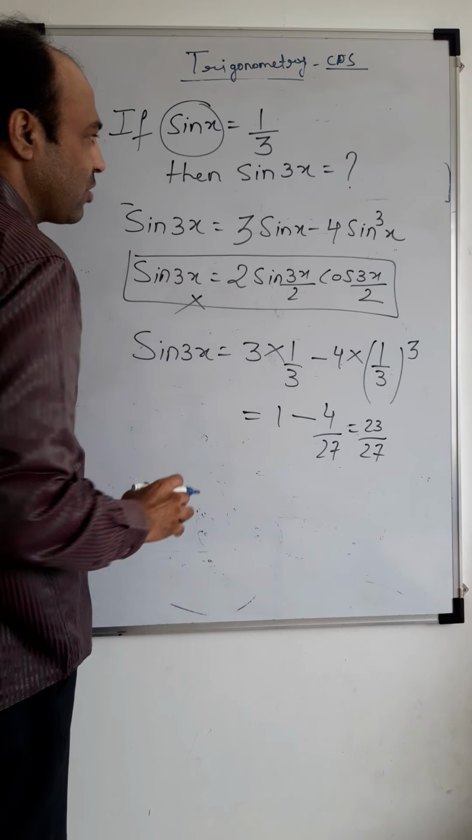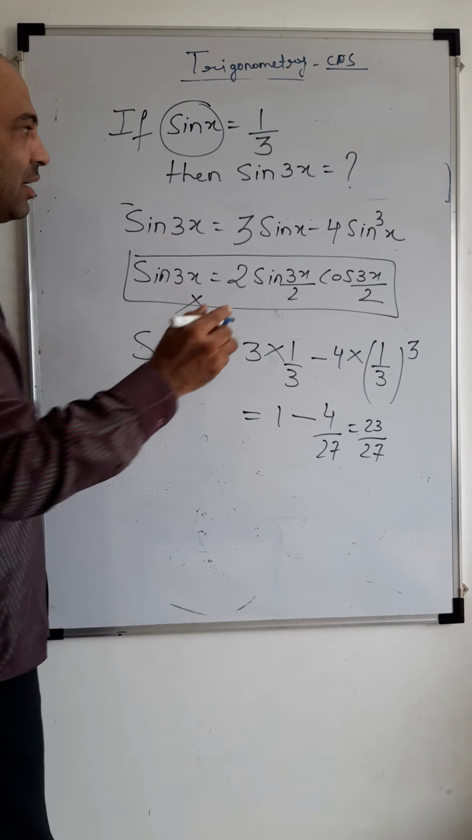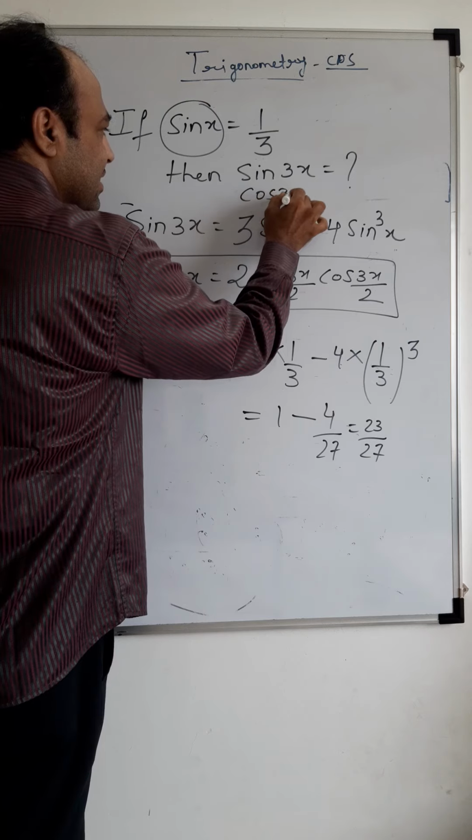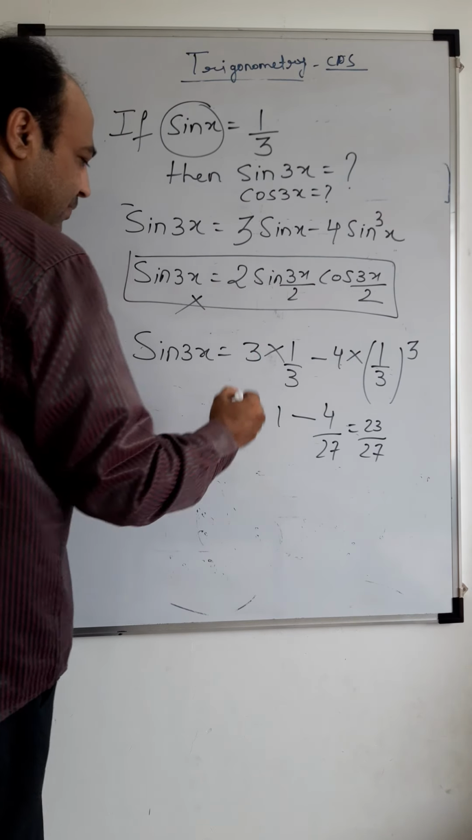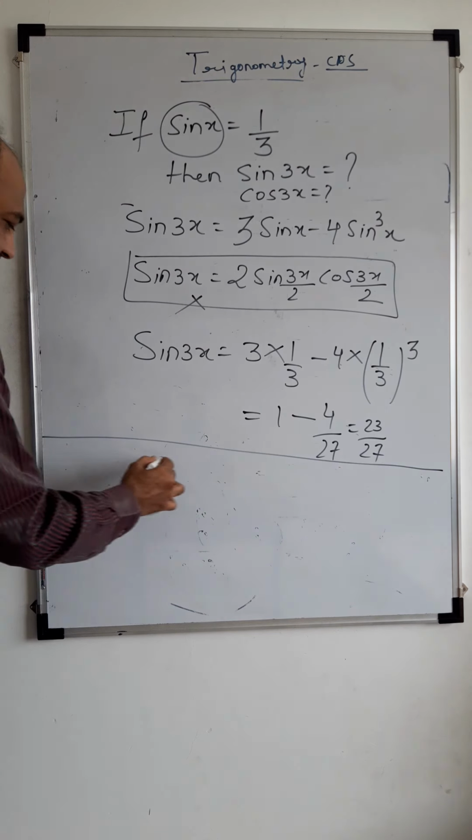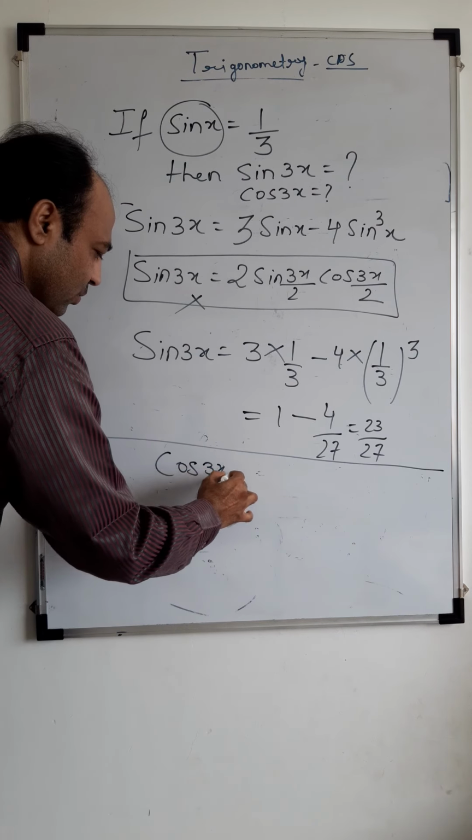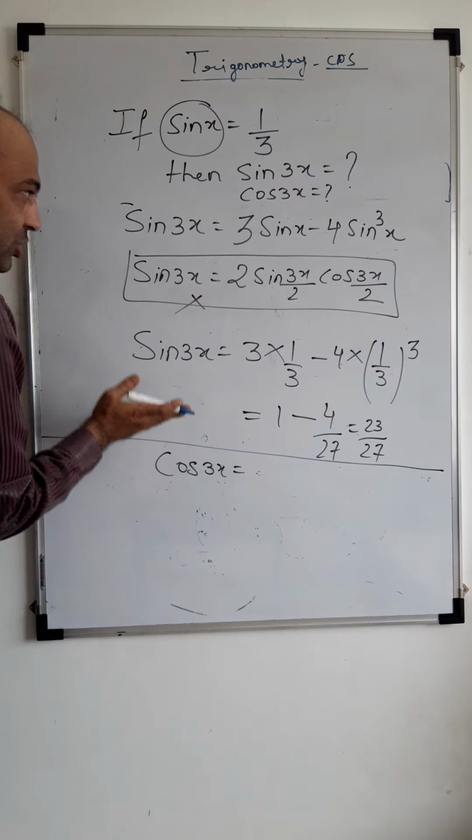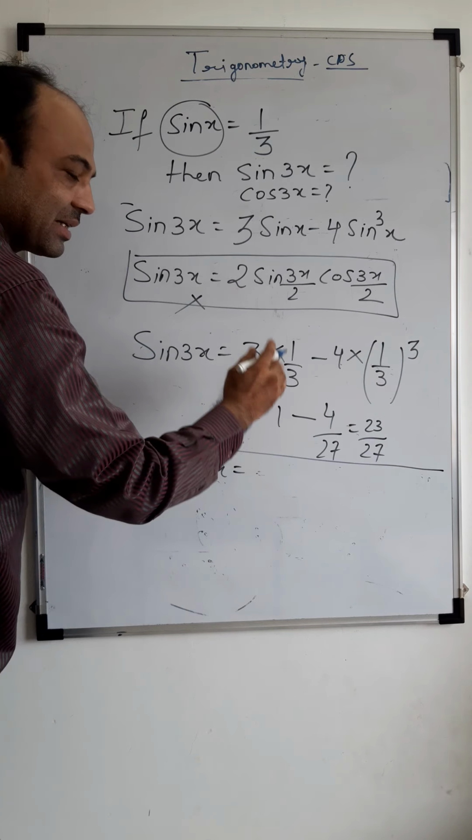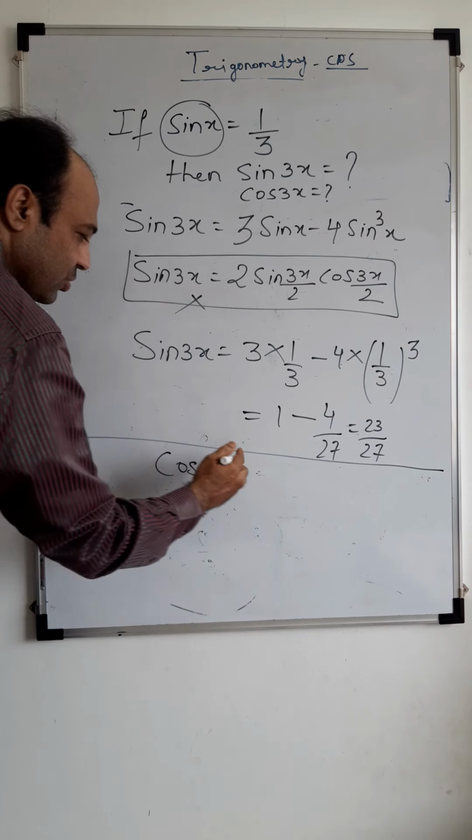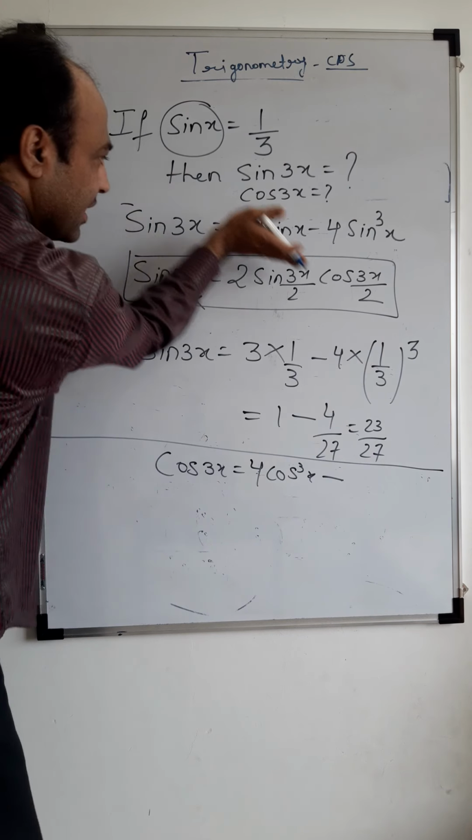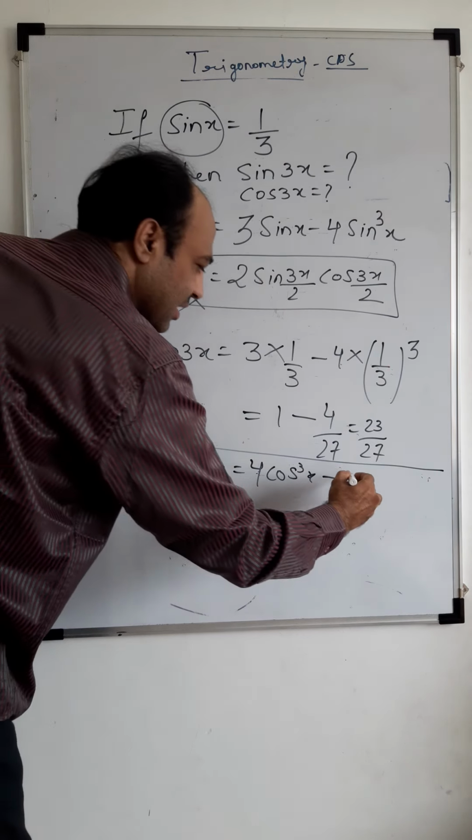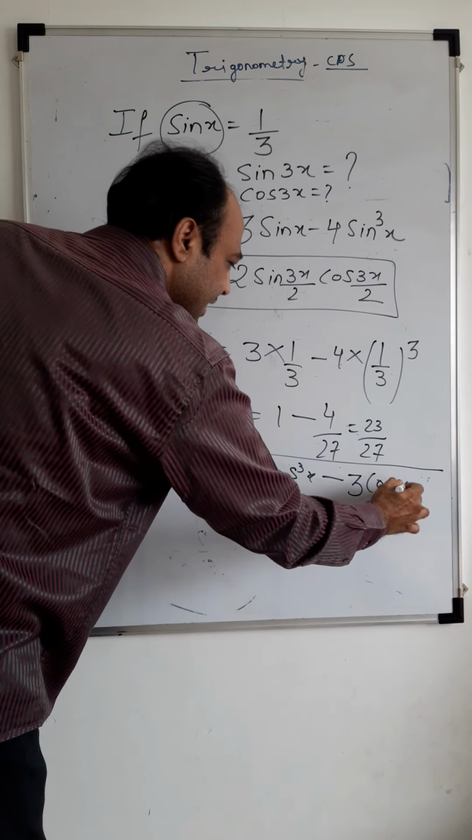Understood? Now suppose in this same question, they are asking cos 3x. What is cos 3x? So you know the formula of cos 3x. I told you, it is 4 cos cube x minus 3 cos x. How to remember it? 4 cos cube x minus 3 cos x. Where sin x has 3 sin x, cos x has 3 cos x. Okay?